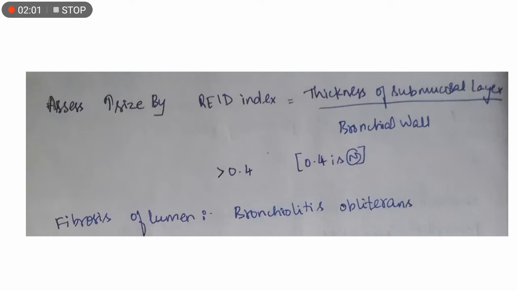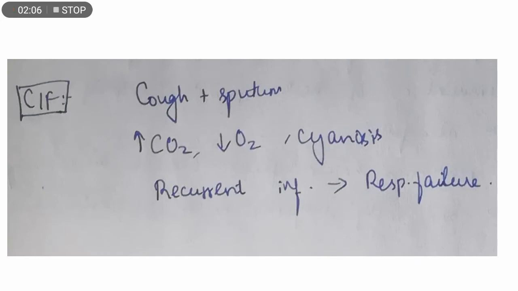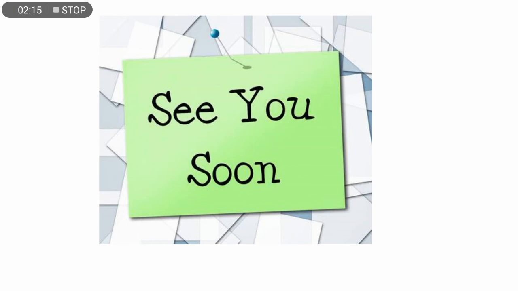Fibrosis of the lumen will also occur. It's called bronchiolitis obliterans. Clinical features include cough and sputum, which is productive cough, and there's hypercapnia, hypoxia, and cyanosis, and recurrent respiratory tract infection causing respiratory failure.